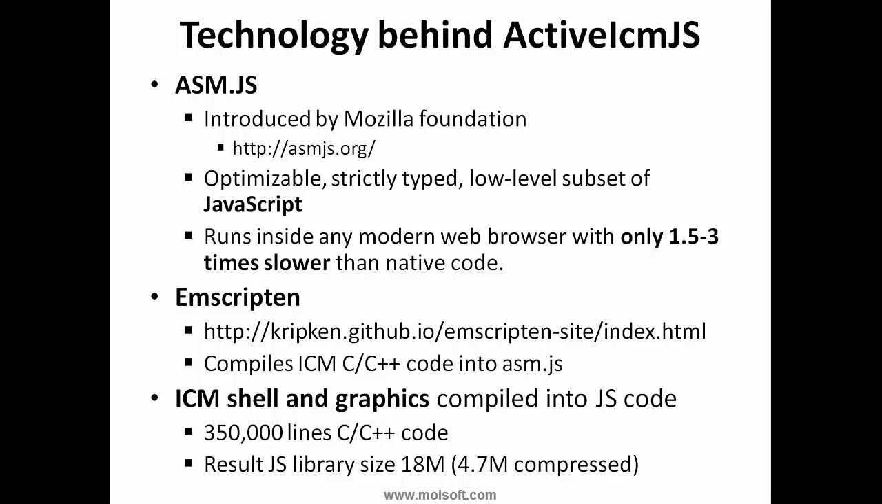So let's talk briefly about the technology behind ActiveICM. We use so-called asm.js, which is a special low-level subset of JavaScript introduced by the Mozilla Foundation some time ago, and now all browsers support it. Because it's very strictly typed and low level, the browser can run it at near native speed. The slowdown is from 1.5 to 3 times slower than native code, which is very important.